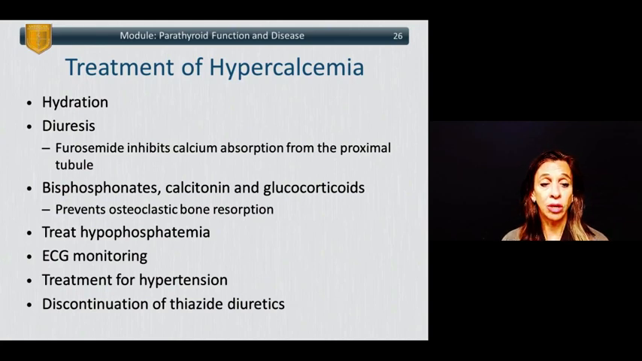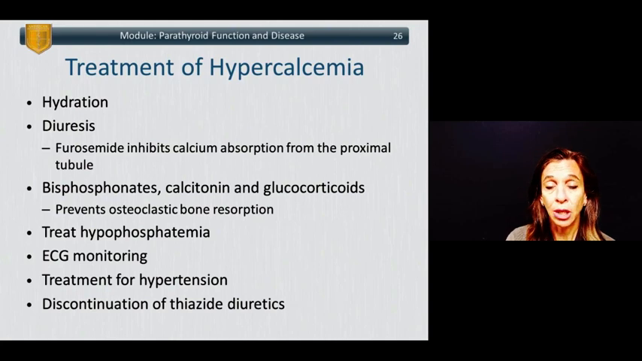One typically needs to treat the associated hypophosphatemia that goes along with hypercalcemia. One should monitor the ECG, treat hypertension if it's associated, and remember to discontinue thiazide diuretics, which, unlike furosemide, actually increase serum calcium levels.